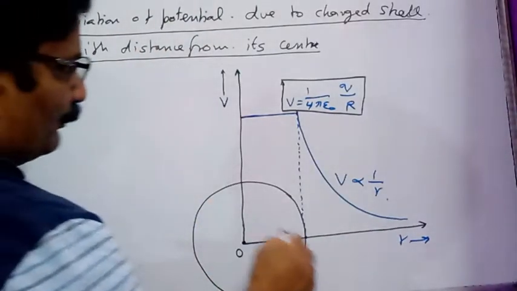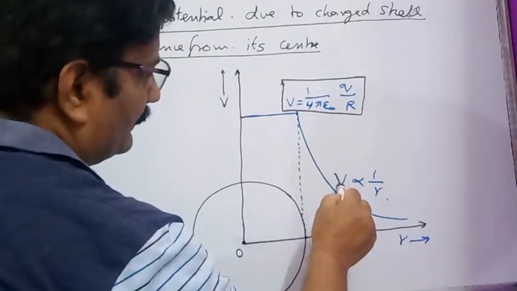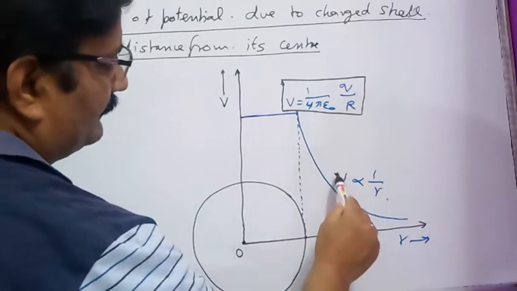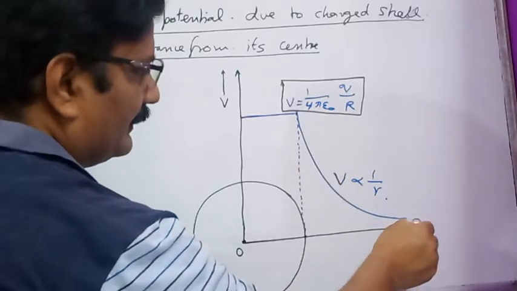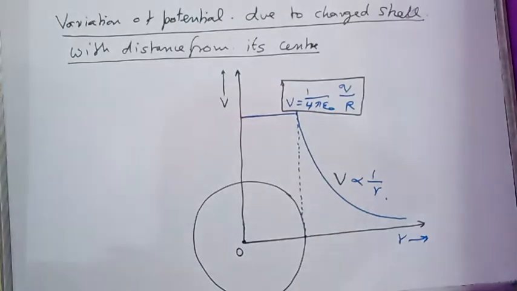But as we move outside the cell, the potential is varying inversely proportional to distance from the center, that is V is proportional to 1 by r. So that potential outside the cell decreases with increase in distance from the center of the cell.